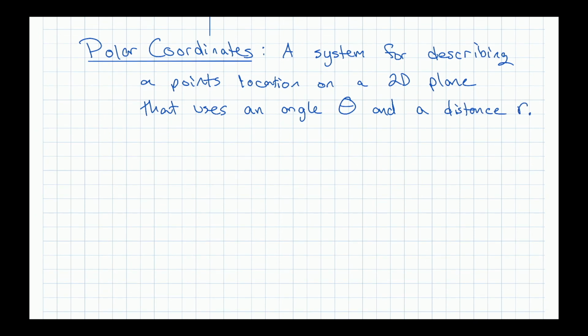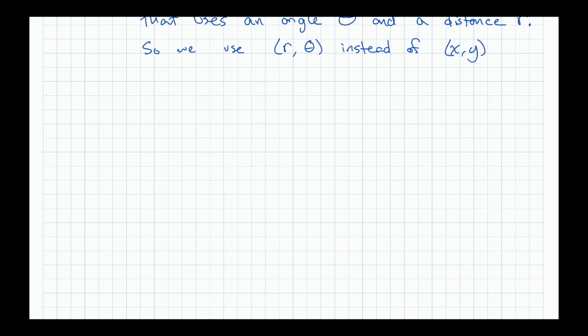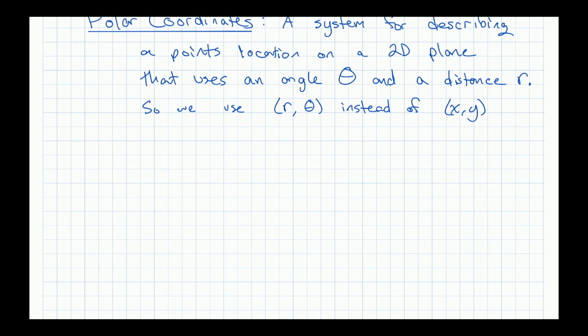Right. So even though I listed theta first and r second, we actually list the points as r theta. So we use r theta instead of xy. That's the difference. Okay. So it's just going to be another system of doing the same thing. So why do we care? Well, it just makes it more convenient to plot certain kinds of stuff.